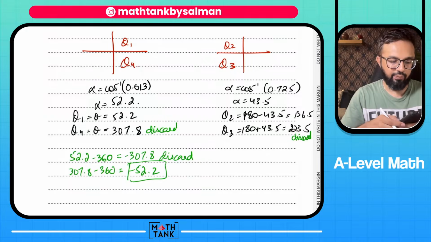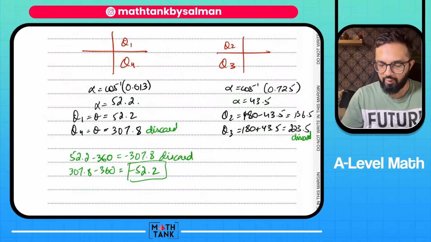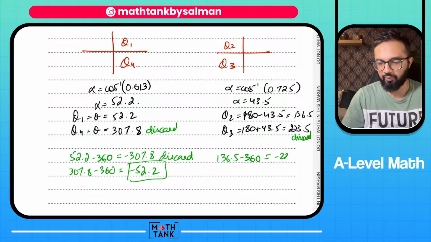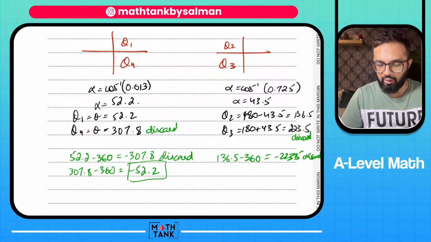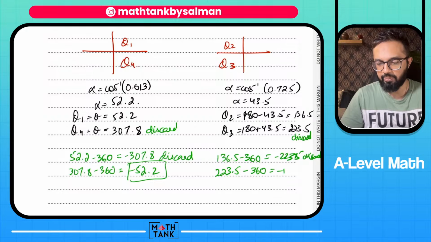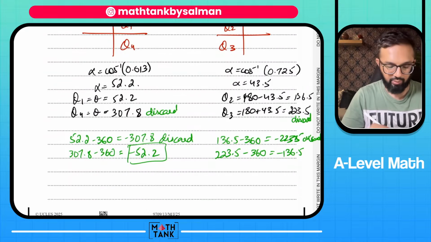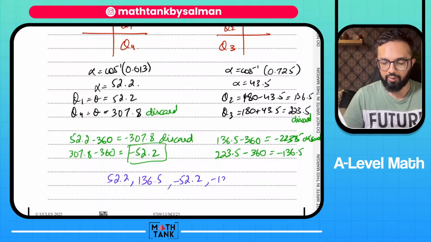And 136.5 minus 360, that's minus 223.5, so that would also be discarded. Okay, and the last one that I have is 223.5 minus 360. That's going to give me minus 136.5. So my four answers are going to be 52.2, 136.5, minus 52.2, and minus 136.5.